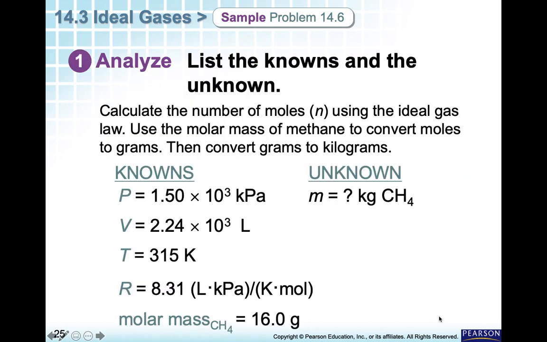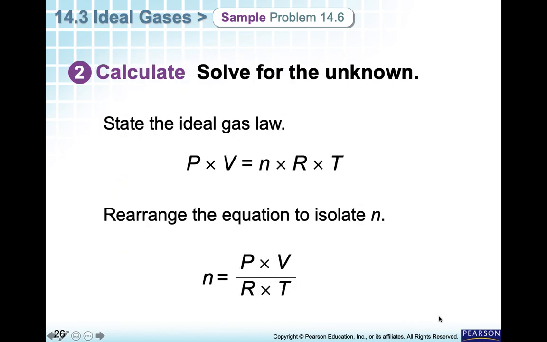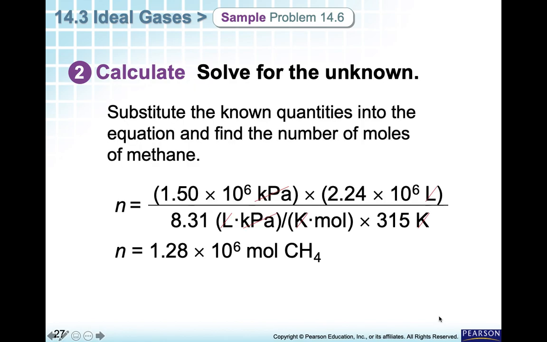So we have our pressure, our volume, our temperature. We know what R is. We can calculate the molar mass of methane, and that will give us a mass of methane. So n is going to equal PV over RT. Substitute in, we get that we have 1.28 times 10 to the 6 moles of methane.